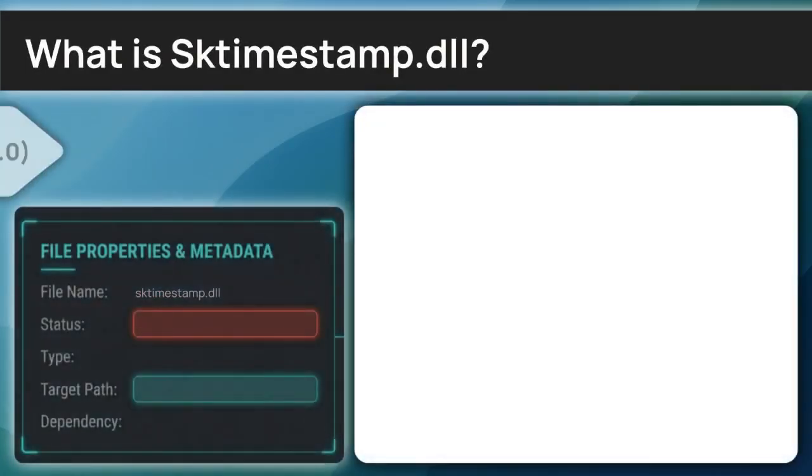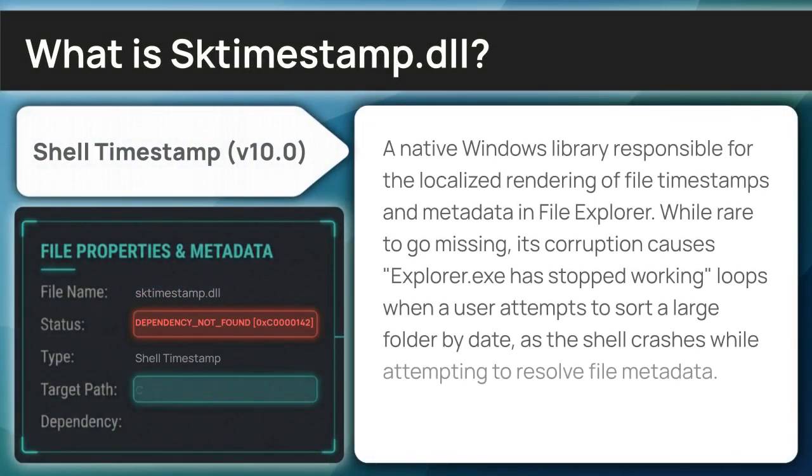This is the SK timestamp library, a native Windows library responsible for the localized rendering of file timestamps and metadata in File Explorer. While rare to go missing, its corruption causes Explorer.exe has stopped working loops when a user attempts to sort a large folder by date, as the shell crashes while attempting to resolve file metadata.